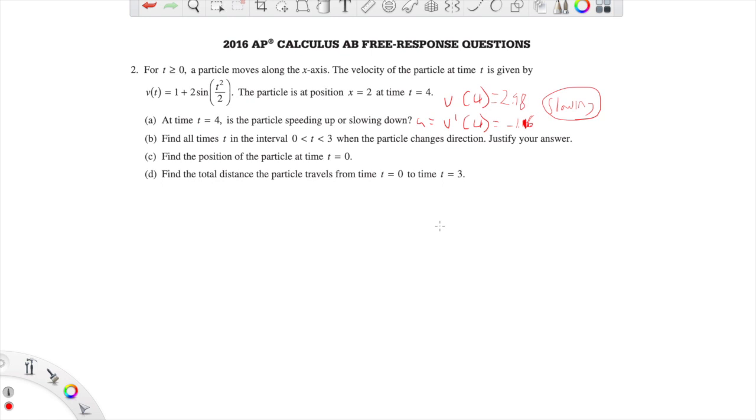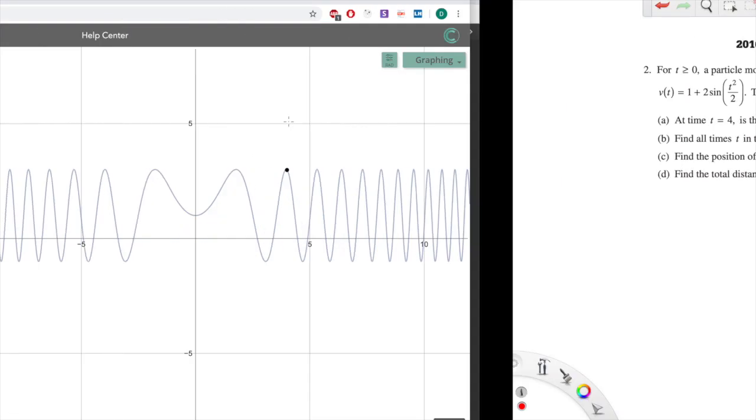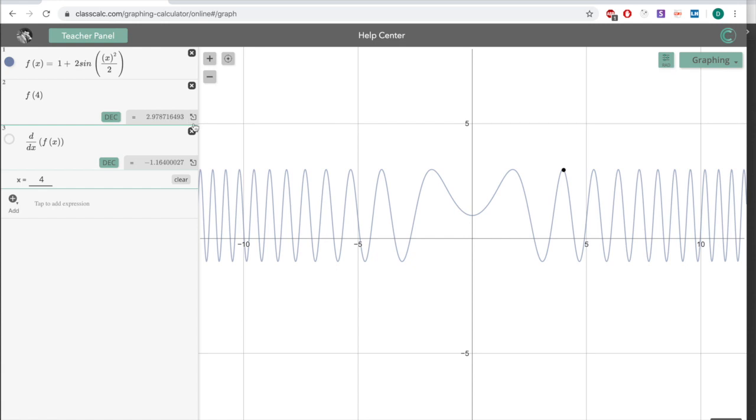All right, now in the next part it says, find all the times t on the interval, sorry, t is between 0 to 3, where the particle changes direction. A change in direction will just be defined as the velocity going from negative to positive or from positive to negative. And it's just on an interval of 0 to 3, so we can go back to our calculator and check out our function, right?